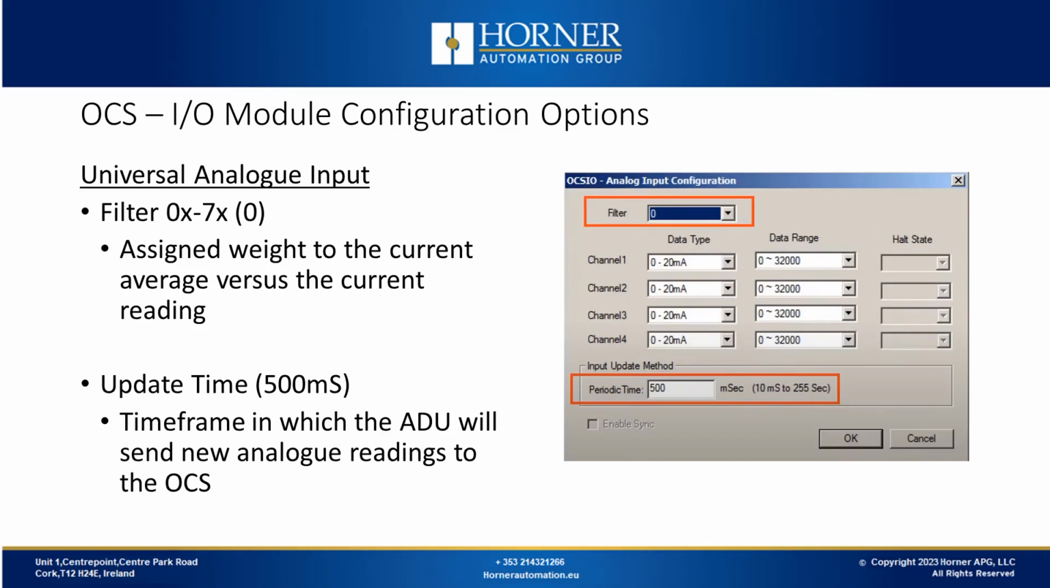Now we'll look at the configuration options on the ADU100, which is our Universal Analog Input module. At the top, there's a digital filter, which is a setting between 0 and 7 that can be used as a compromise between stability and response time. At the bottom, there's an update time option that has a default of 500 milliseconds that can be set so that the ADU100 module knows how often it needs to broadcast a new set of values for the analog input channels. 500 milliseconds is the default. You might want to bring that down to 50 or 25 milliseconds in most applications. That's the frequency at which the channels will be updated by the ADU module through the base to the OCS.